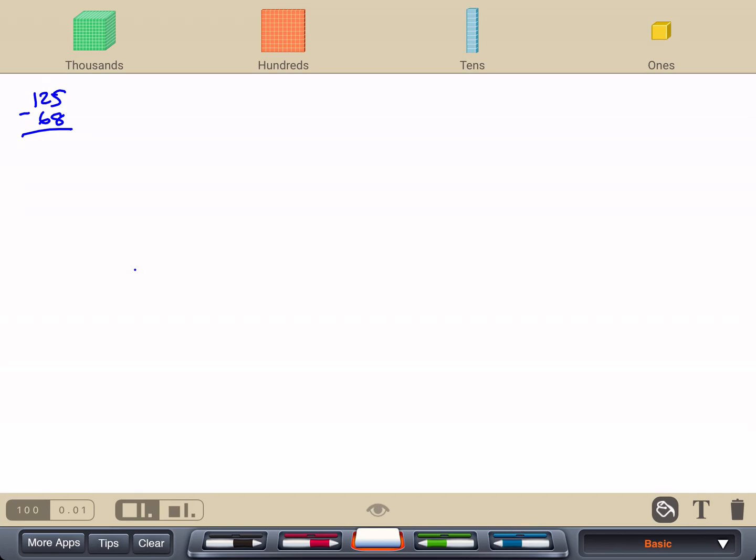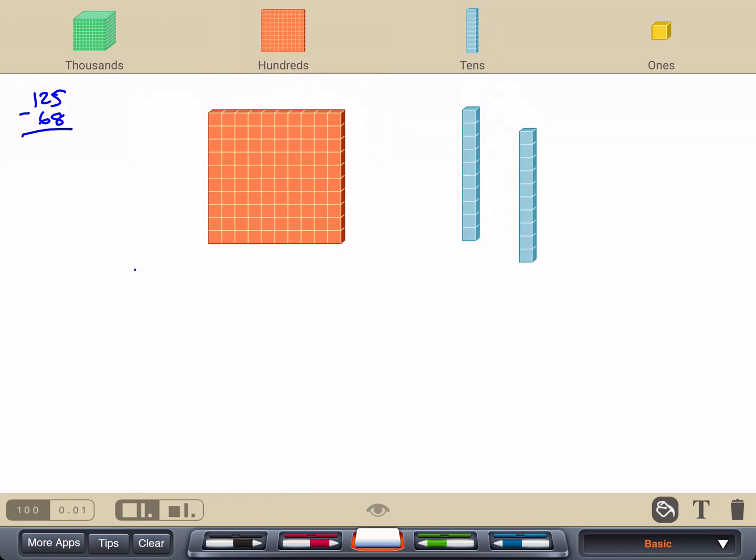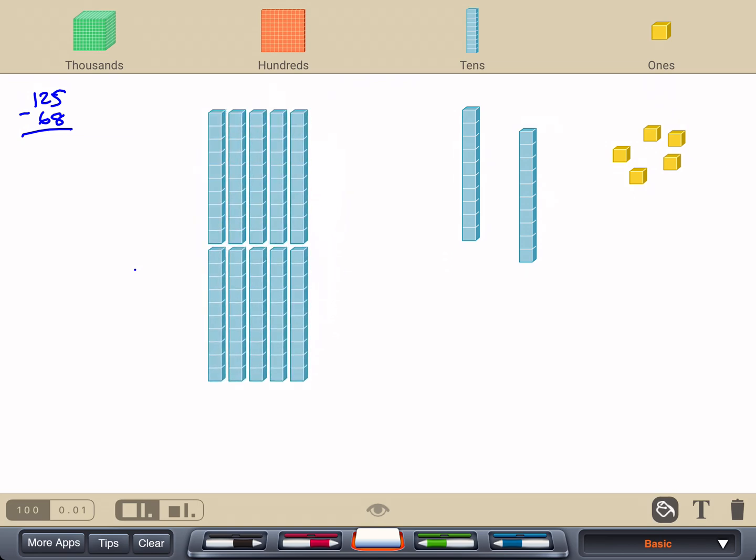Let's model this. 125, and we need to subtract 68. Now, if we look at the subtraction model, or its takeaway, can we take away 60 right now? Can we take away 8? Well, we don't have 6 tens, and we don't have 8 ones. But we can regroup this in a different way. So let's split up the 10 tens into our rods. Now do we have 60 to take away?